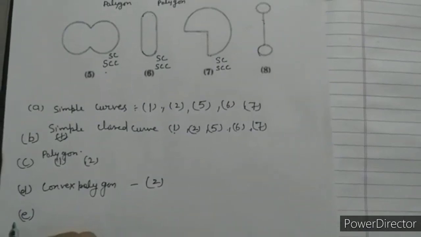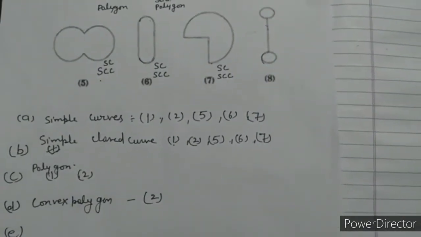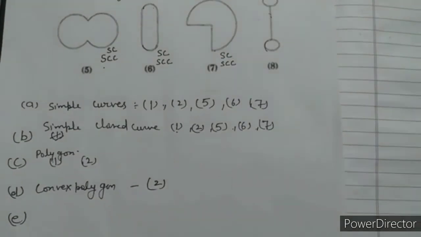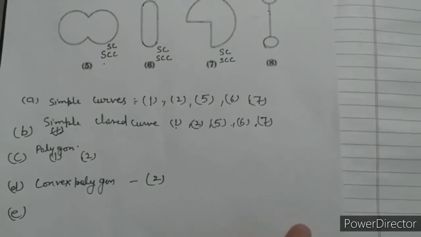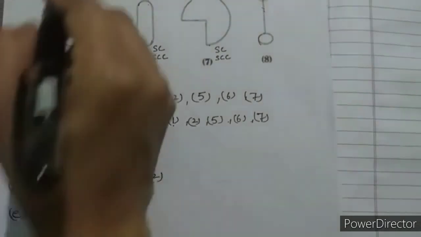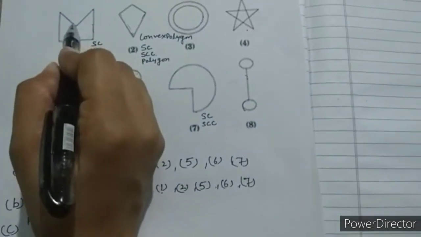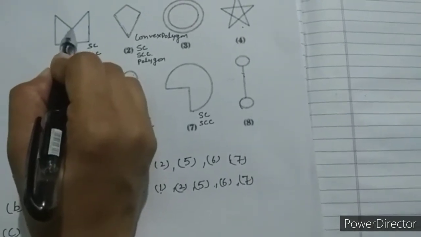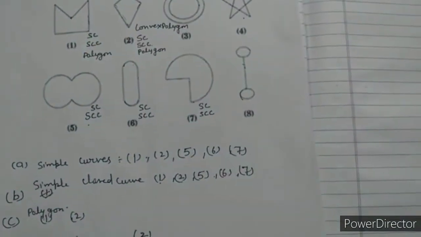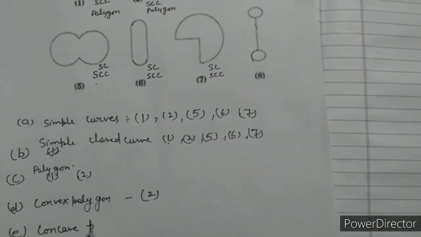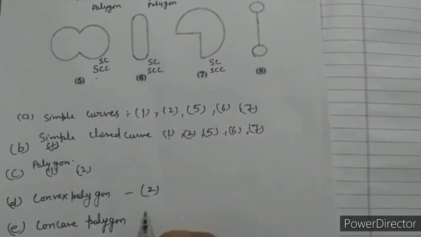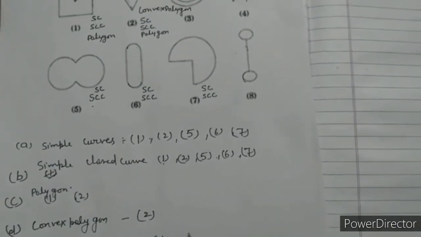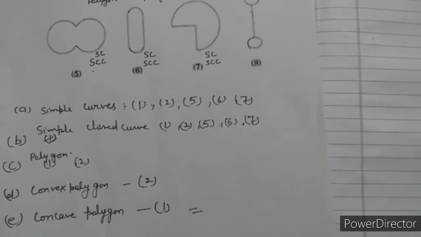Now next is concave polygon, and as you know very well, in a concave polygon one angle should be greater than 180 degrees, and one vertex will point inward. So figure number 1 is a concave polygon. Now your question number 1 is done. Next we will discuss question number 2.